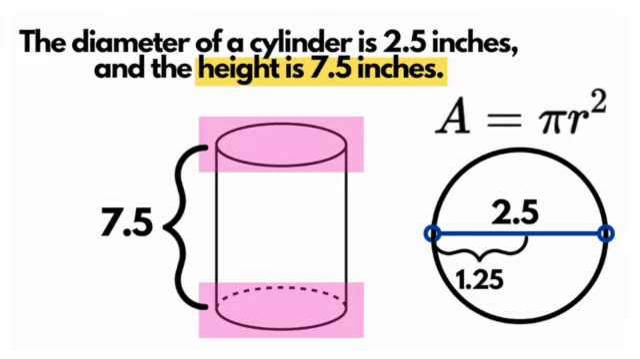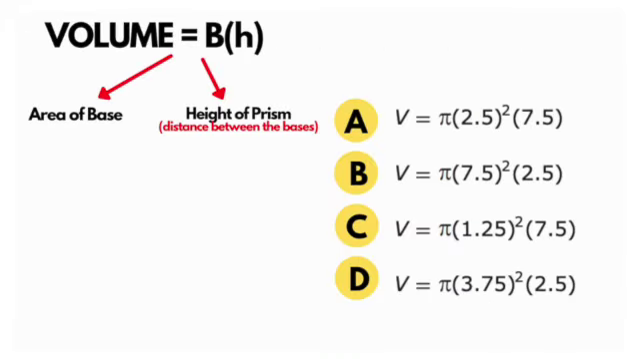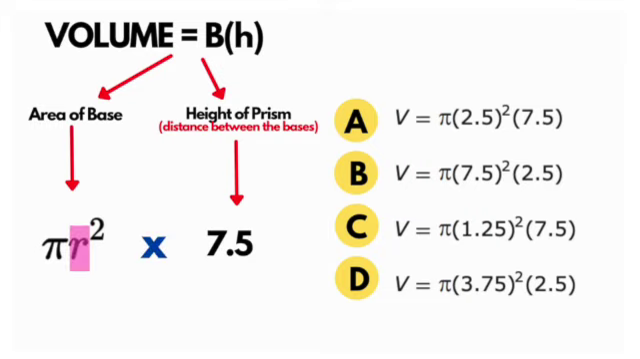So now we can take all this information that we've gathered and plug it back into our formula and see what works. So here's our formula once again. And let's see. We've got the area of the base, which we know is pi times radius squared. And we know our height is 7.5. So we multiply those together. We're trying to find the area of big B.